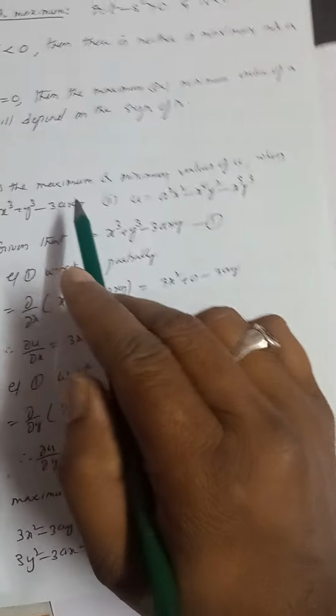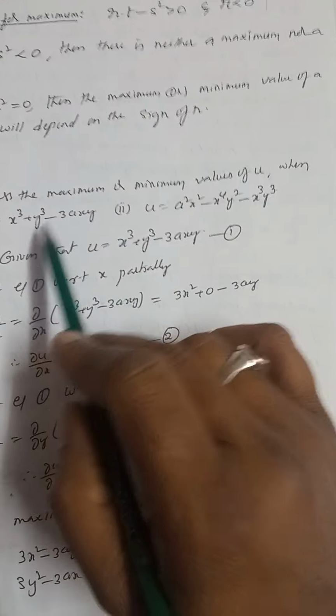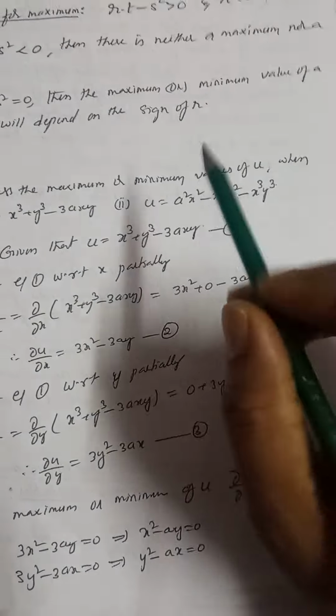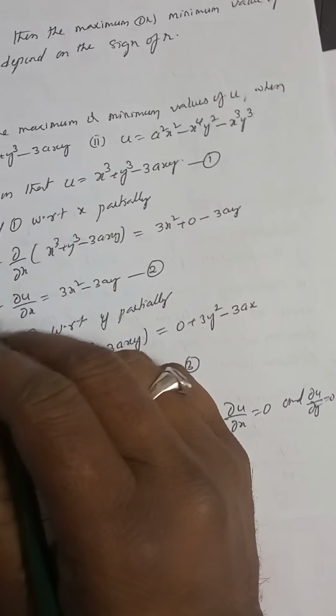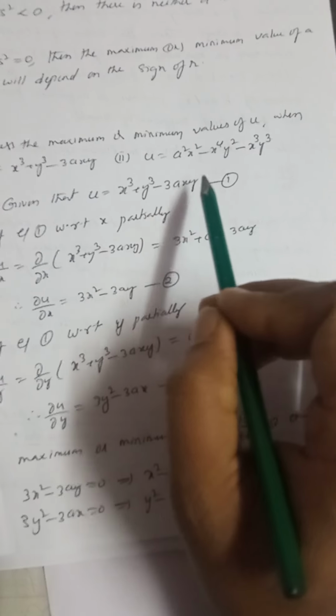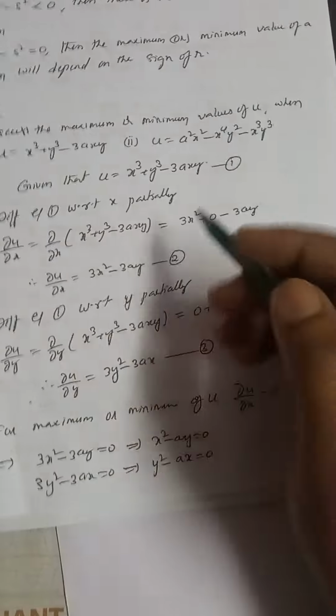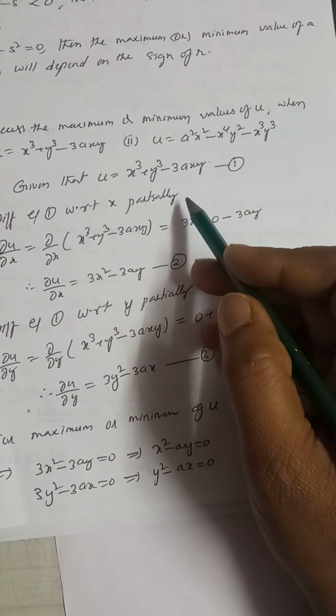See, now we are going to discuss these problems. Now discuss the maximum or minimum values of u, where u is equal to this one, and the second problem is this one. The second problem is homework for you. Given that u is equal to x cubed plus y cubed minus 3axy, call that equation number 1. Now differentiate equation 1 with respect to x partially.